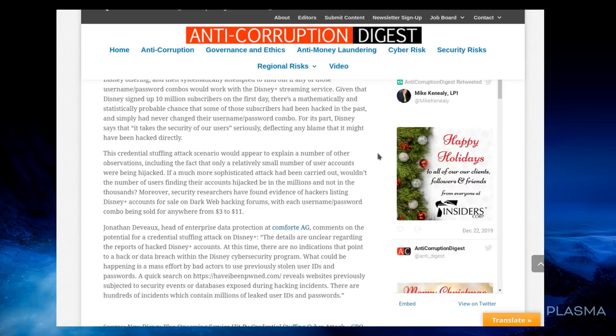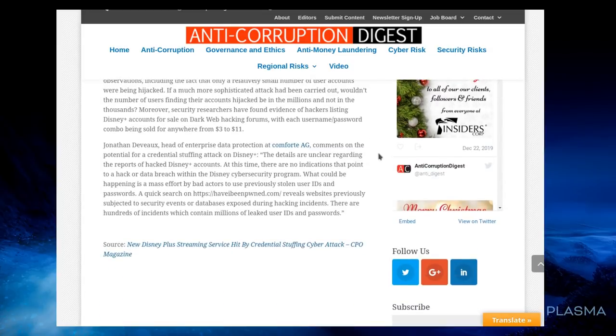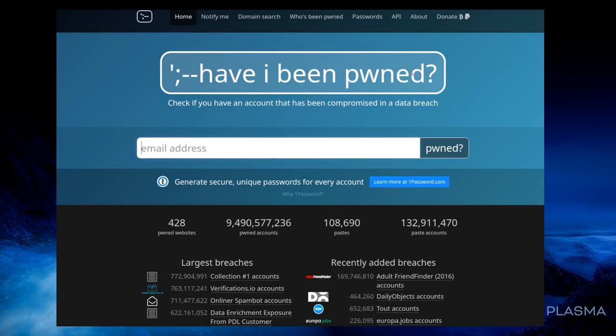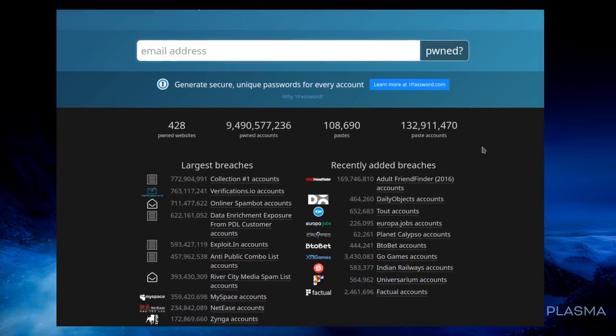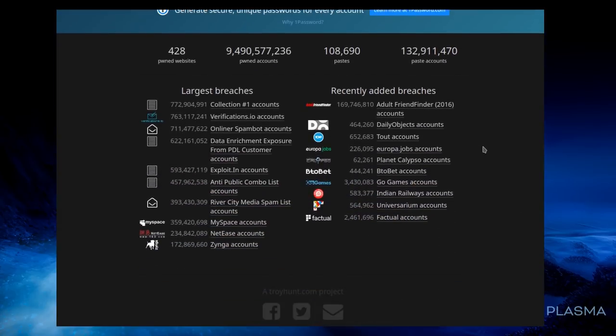And it resulted in some of those accounts being put up for sale in certain areas of the internet, with the username and password combinations being sold for between $3 and $11. So that is exactly the problem of choosing the same username and password combination for many different websites. And you mentioned Have I Been Pwned there in the article. Yep, that is the website for finding out if your email address has appeared in a compromised data breach. And we find that breaches are being added all the time. Recently, there was one for a certain adult dating website, although the breach was from back in 2016.